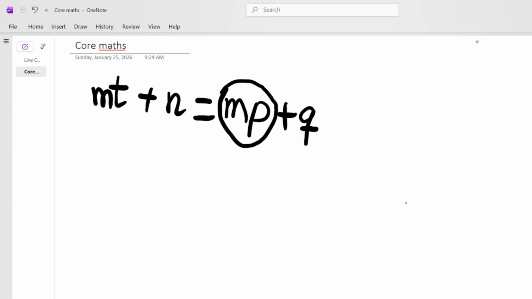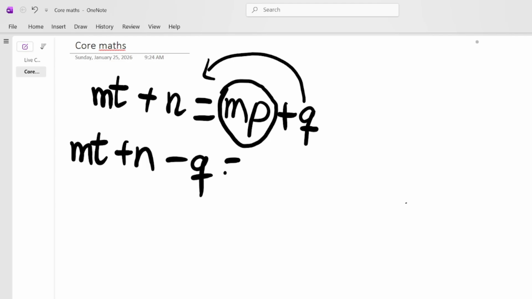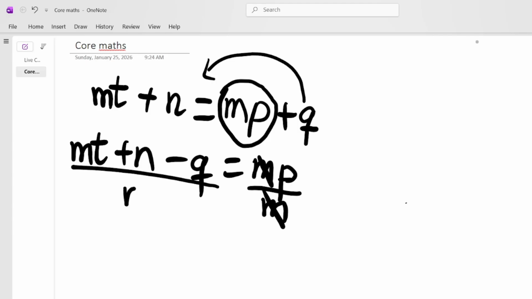So what we are going to do, we are going to move this guy to the other side because we were looking for p, the subject. So we have mt here plus n, q needs to become negative q, is equal to mp. Now that the other term is gone, the only way that we can have p standing alone over here is by dividing by m, so that the m will go. If you are dividing here, you have to do that on the other side too.